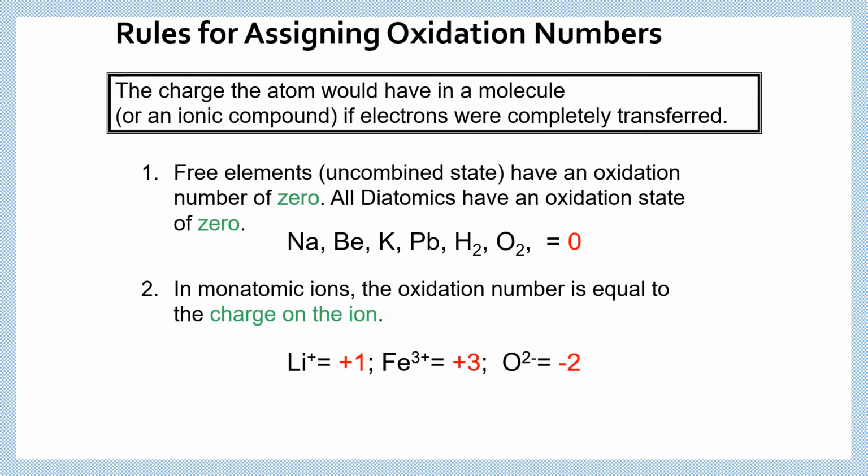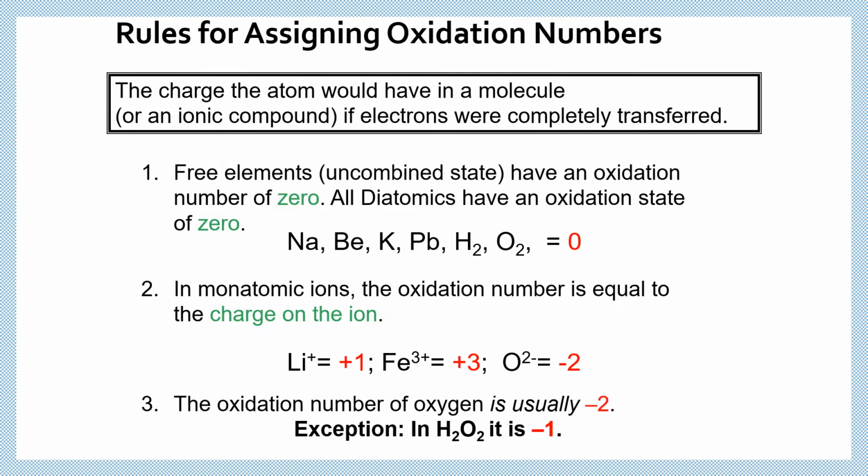Let's move on with the rules. Number 3: the oxidation number of oxygen is usually negative 2, but there's an exception to this rule. When it is in hydrogen peroxide here, it is considered to be negative 1.